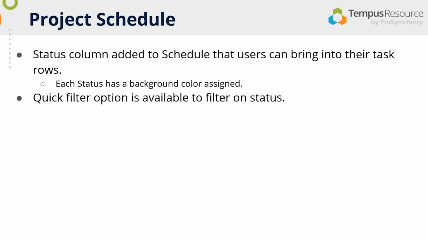Within Project Schedule, we added a status column so users can bring in and change the status of their tasks. Each status also has a background color assigned. Additionally, we added a quick filter option to filter on the statuses.